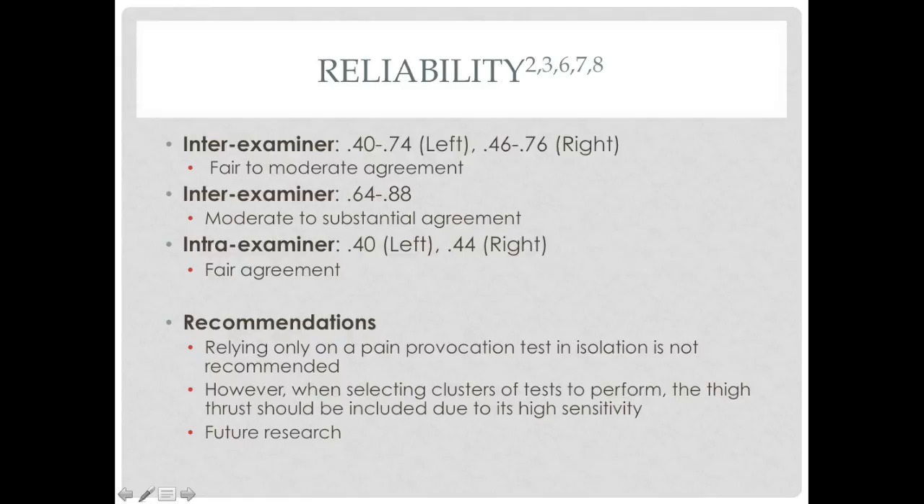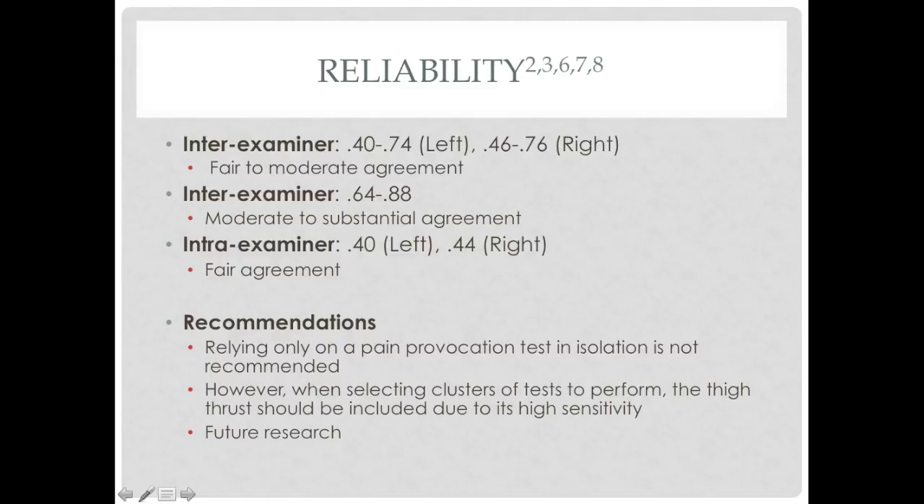In studies that did not specify right versus left, the inter-examiner values had moderate to substantial agreement with values of 0.64 to 0.88. The intra-examiner reliability found values of 0.40 on the left and 0.44 on the right, with intra-examiner reliability being the degree of agreement among repeated administrations of the thigh thrust performed by a single rater. These values show fair agreement.